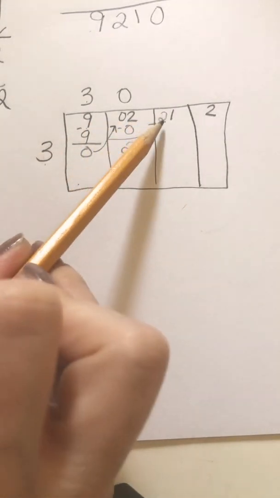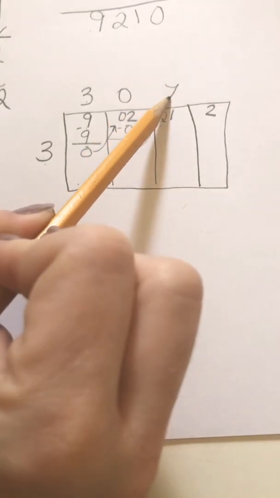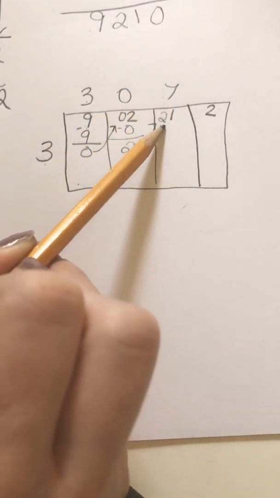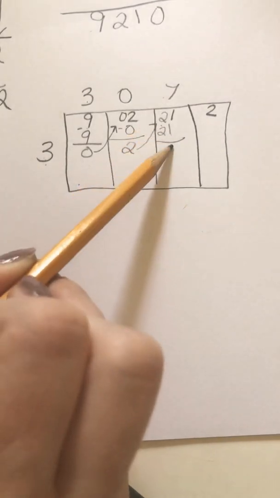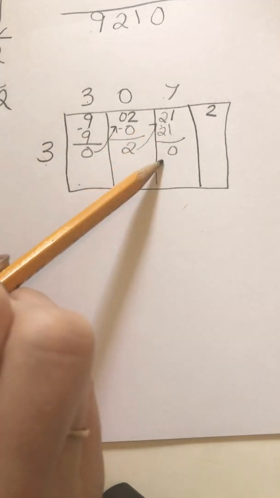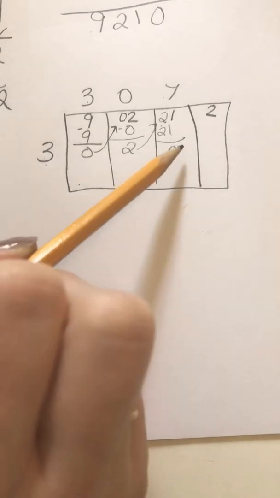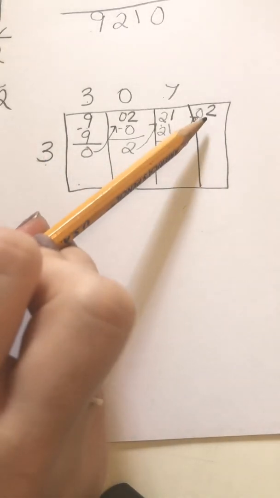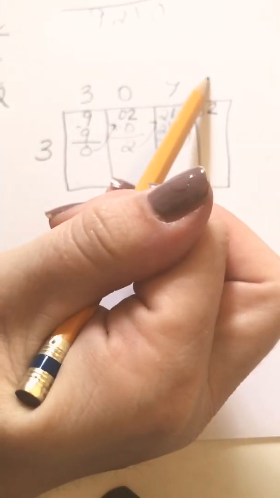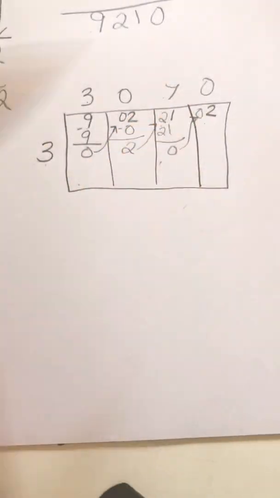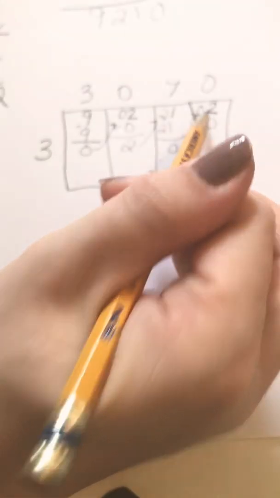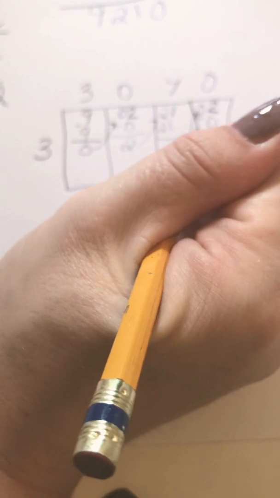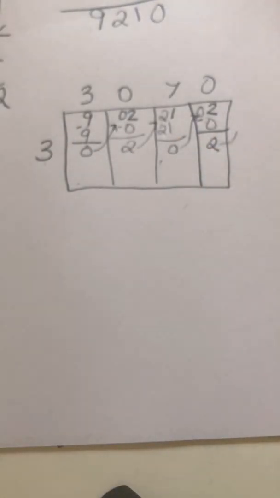How many 3s fit into 21? 7. 3 times 7 is 21. I subtract. I get 0. How many 3s go into 0? Oh, I'm sorry. I move the 0 over here. How many 3s go into 2? 0. 3 times 0, 0. 2 subtract 0, 2. I have nowhere else to move this to except as a remainder.